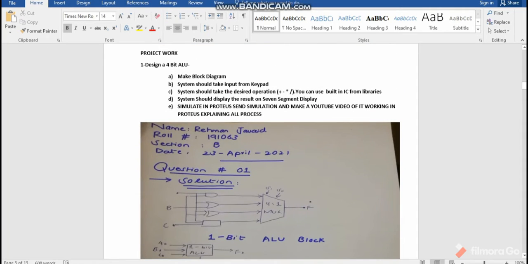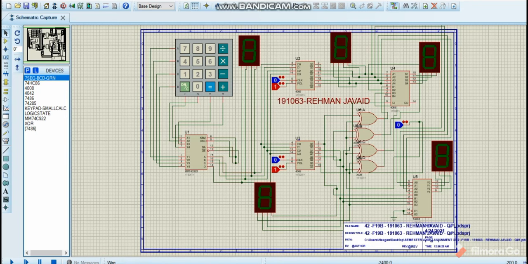We make a block diagram of this on paper, and we also make the circuit of this in our Proteus software. So this is our Proteus circuit. We use 4 types of ICs, namely MM74C922, 4042, and the IC which we use for addition is 4008, and for multiplication we use the IC 74285.